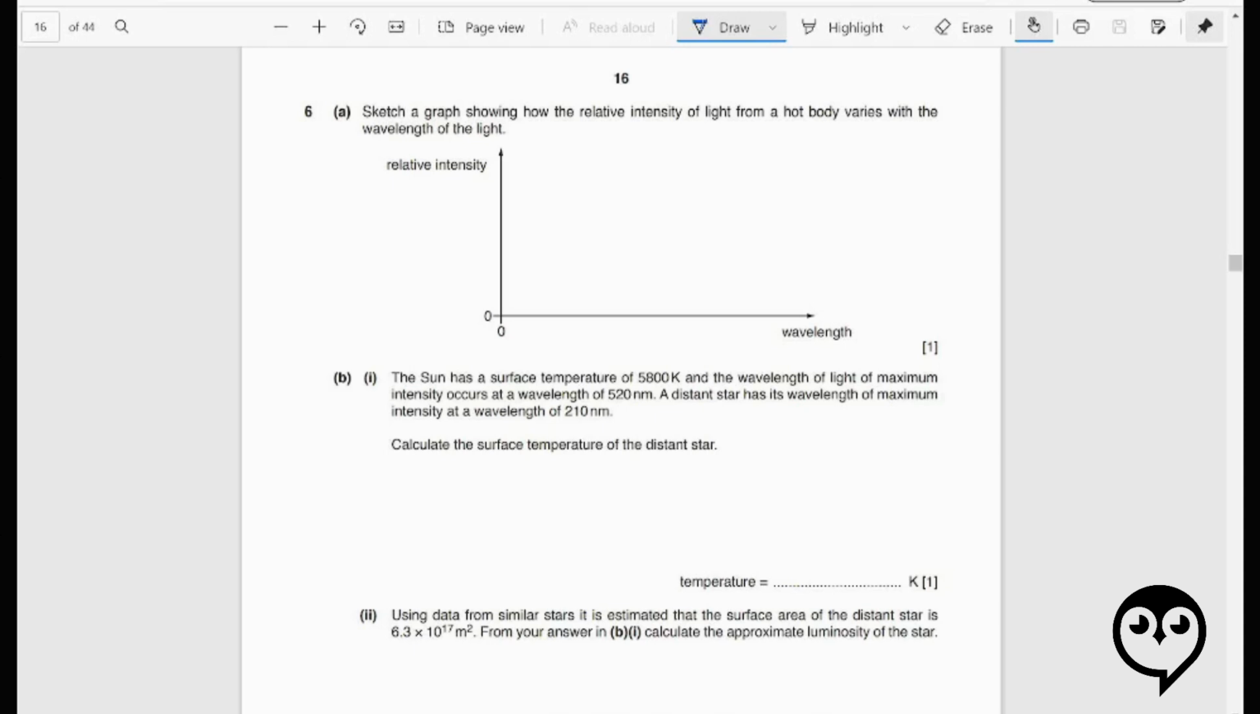Okay, and I've got a Cambridge Pre-U question. This is from paper 3, 2016. They want us to show the graph of intensity of light. Now, a graph should look something like this. It's only 1 mark. We'll see.